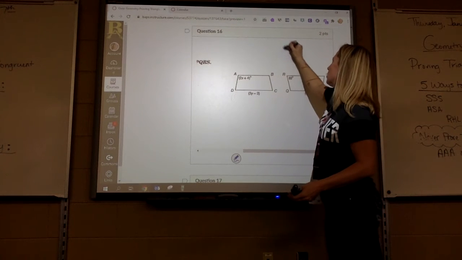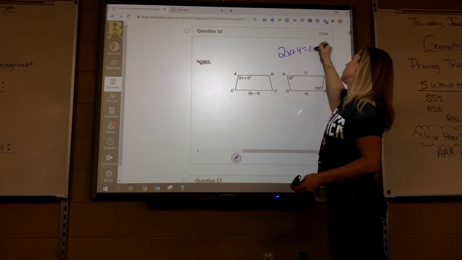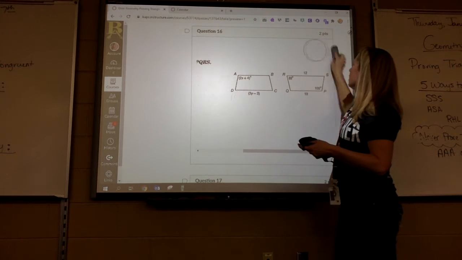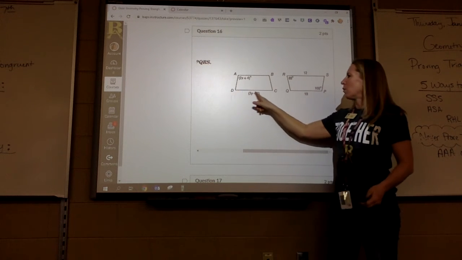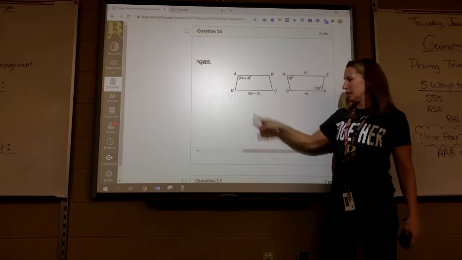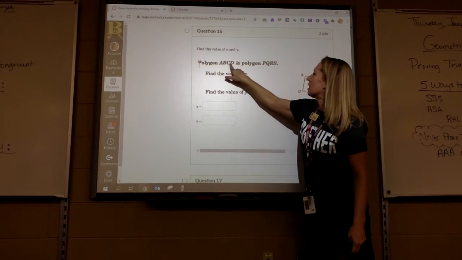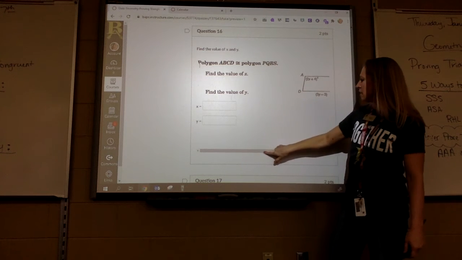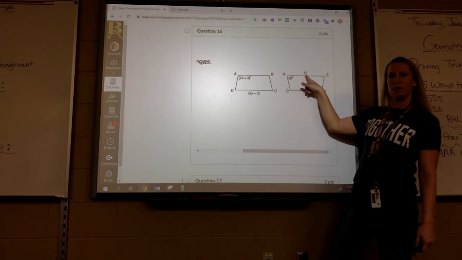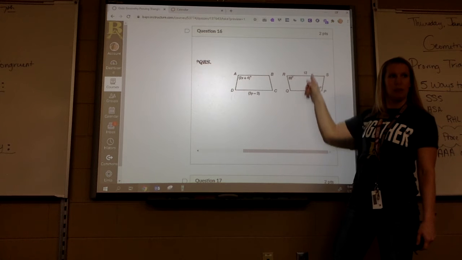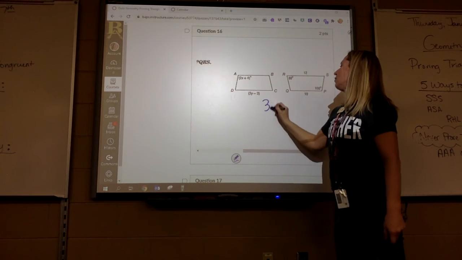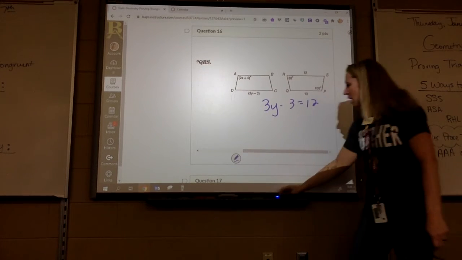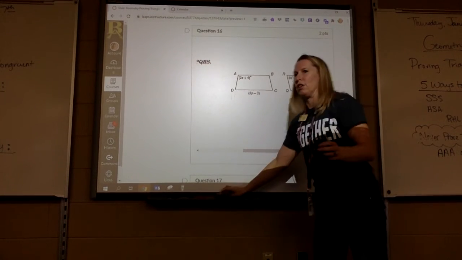So you might need your exponent. 2x plus 4 equals 100. You have to solve that. Now to get y, do you see where y is where DC is? So DC is the last 2 letters. What would that be congruent to? RS, which is 12. So not 10, but 12. So 3y minus 3 equals 12. Solve for y. And then you'll get that answer.